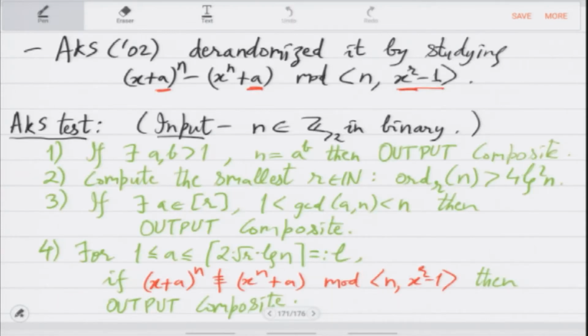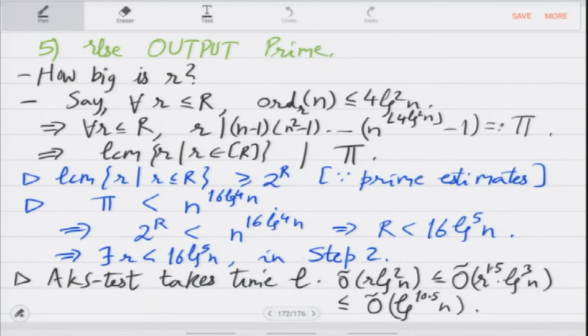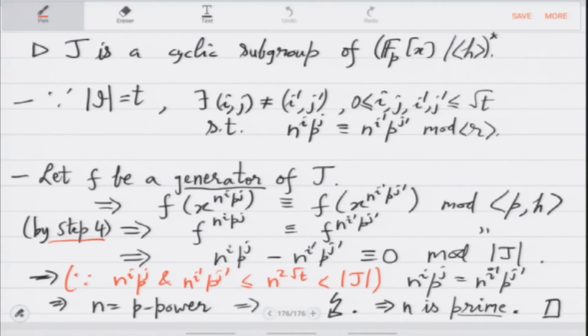So this algorithm, steps 1 to 4, takes, remember, log to the 10.5 n time. This is the time complexity, and if n is composite, it outputs composite. If n is prime, it outputs prime. Right. So that's the full proof of AKS primality test. So you have seen some very practical primality test. You have seen this deterministic polynomial time primality test.